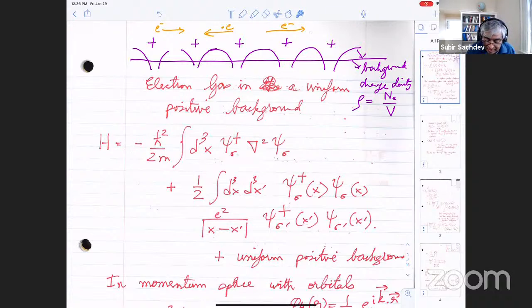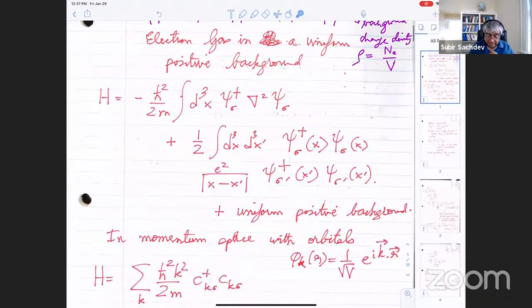It's psi dagger psi, with the index sigma representing the spin of the electron, up and down. And psi is a field operator that depends on R. So this is just the sum over k of h bar squared k squared over 2m. And here's the Coulomb repulsion. It's the simplest two-body operator we've seen before.